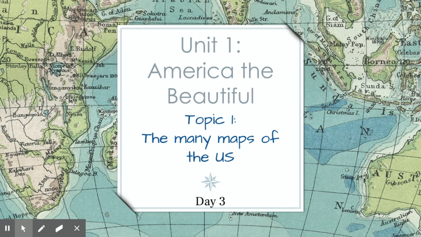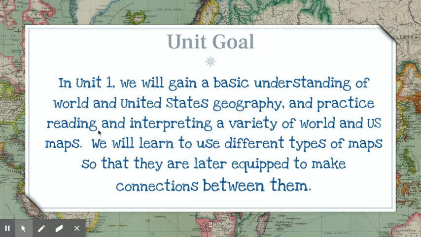I have posted a study guide that you could study online or print at home and study to help memorize those continents and oceans. Now today we are going to continue with our unit goal of gaining a basic understanding of world and United States geography. We're practicing reading and interpreting different types of world and U.S. maps, and we're going to learn how to use these different types of maps so as we get deeper into social studies, we can make connections between the two maps.